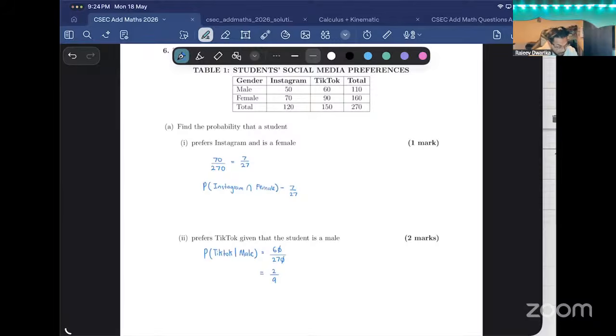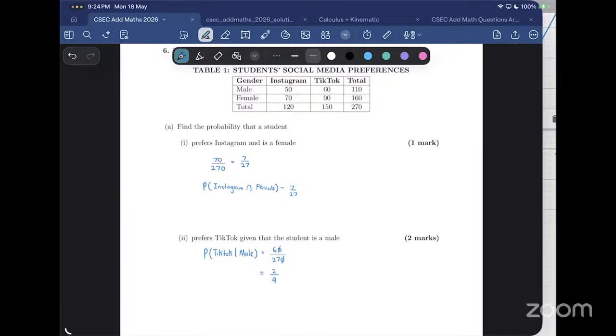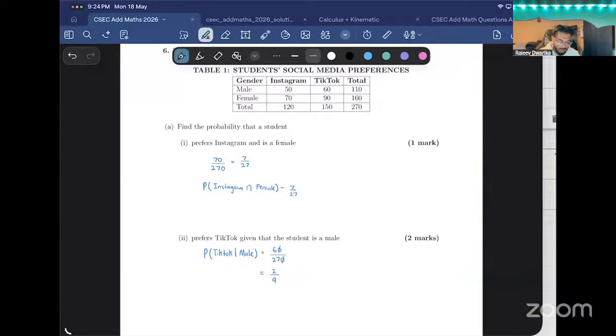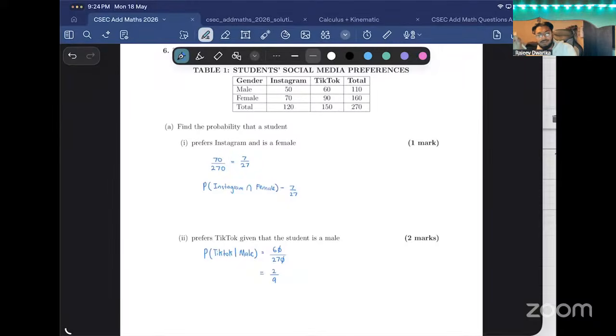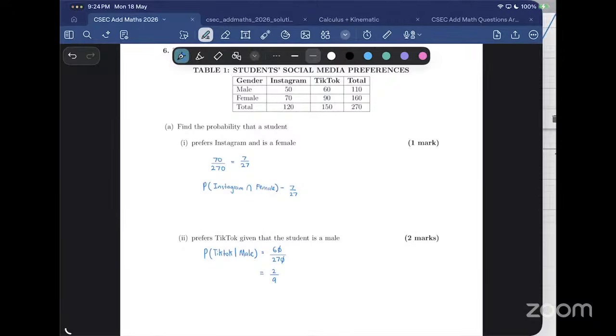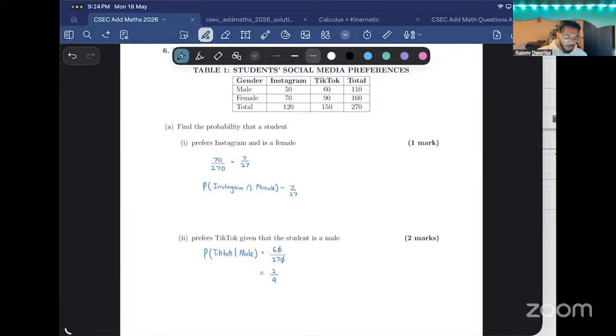The probability of TikTok, given that they are male, is the probability of TikTok and male, all over the probability of male. I'll explain it to you in the end. They said prefers TikTok given that the student is a male. So if it's given that the student is a male, then the probability is with reference to the male population.